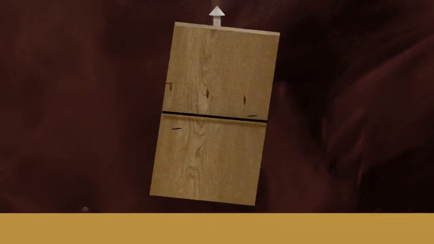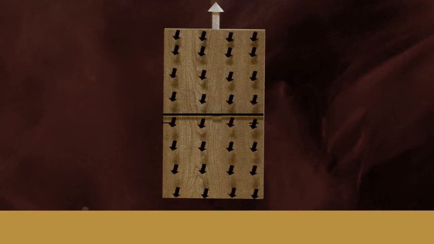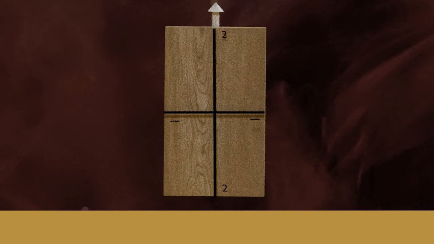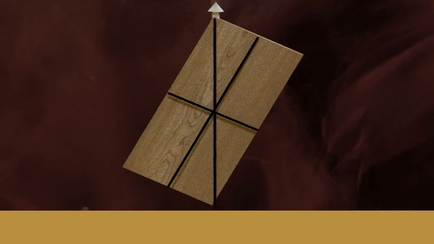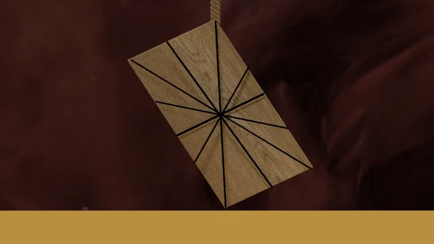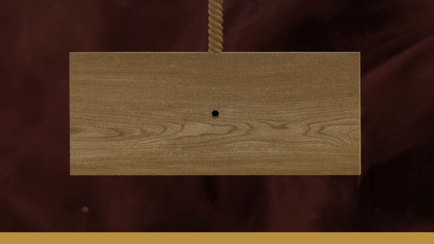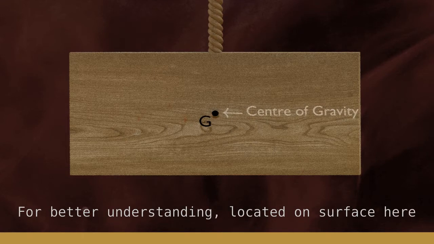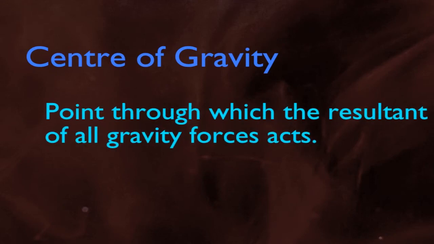Now, if we change the position of the plate, the resultant weight will act in the direction of the line of string again, say 2-2. We can get a number of lines of action by changing the position of the plate. But if you observe here, all lines are intersecting at one point and this particular point is called the center of gravity. To define precisely, center of gravity is a point through which the resultant of all gravity forces acts.